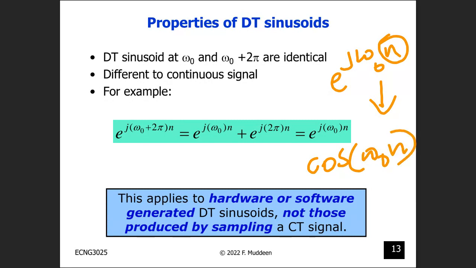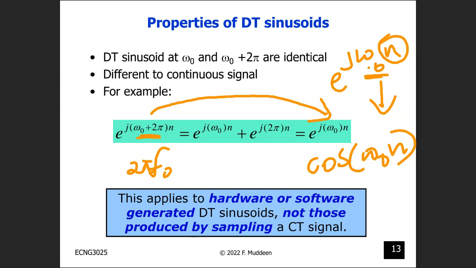In the case of the discrete time sinusoid, if I change omega 0 from omega 0 to omega 0 plus 2 pi, notice that as omega 0 increases, we're talking in radians per second. Of course, you could see this as 2 pi f naught if you like. If I go from 0 and increase it up to 2 pi, notice what happens. When I increase it, it comes back down to the same original frequency.